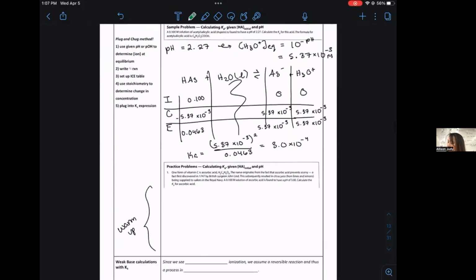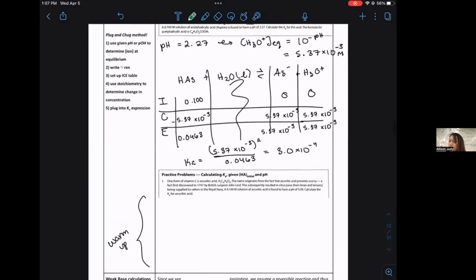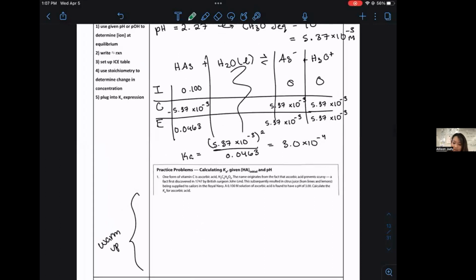So for this problem that you were given to warm up with, you would have your ascorbic acid. I just did H plus H2O, because honestly, the formula doesn't matter as much at this point, as long as I know it's a monoprotic acid transforming. And then I got A minus. There's 2 hydrogens.